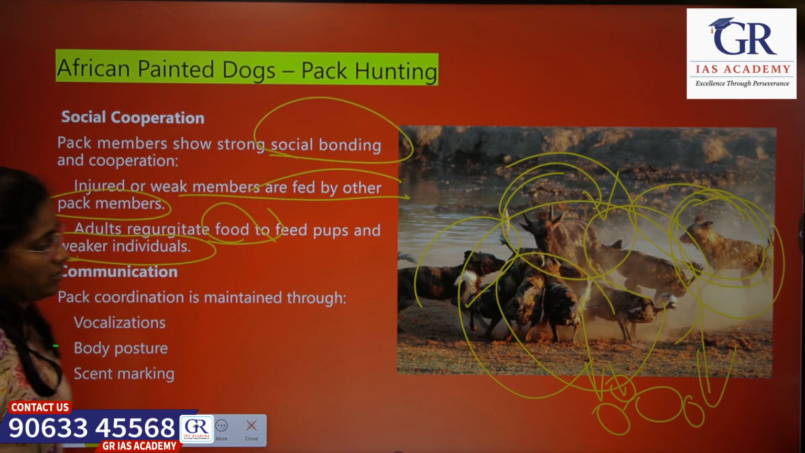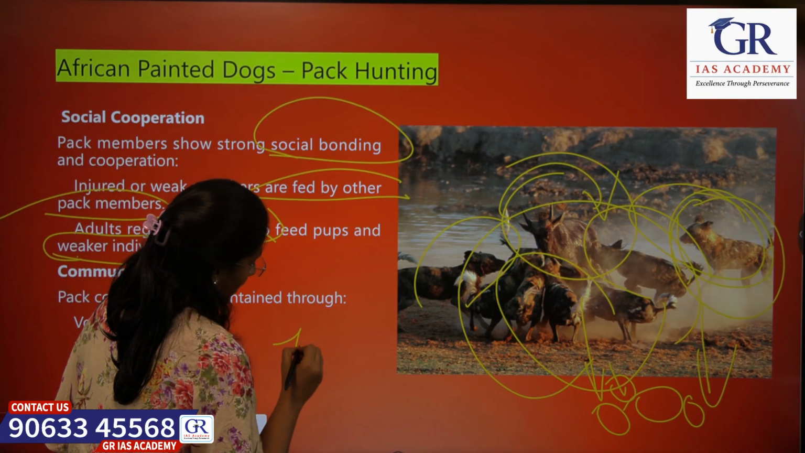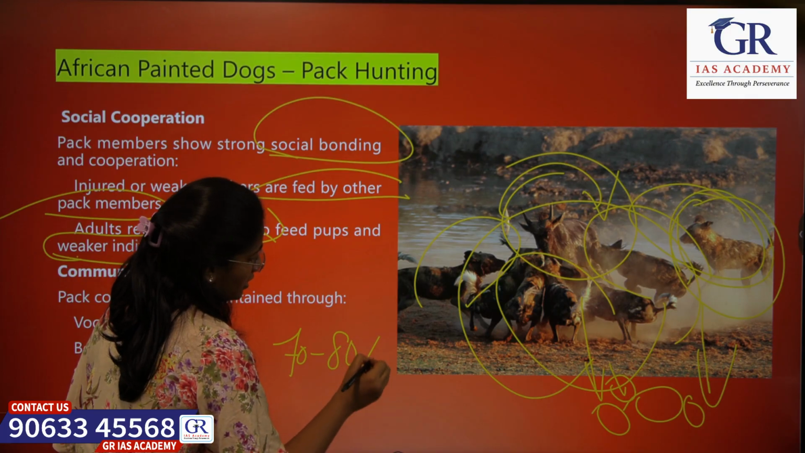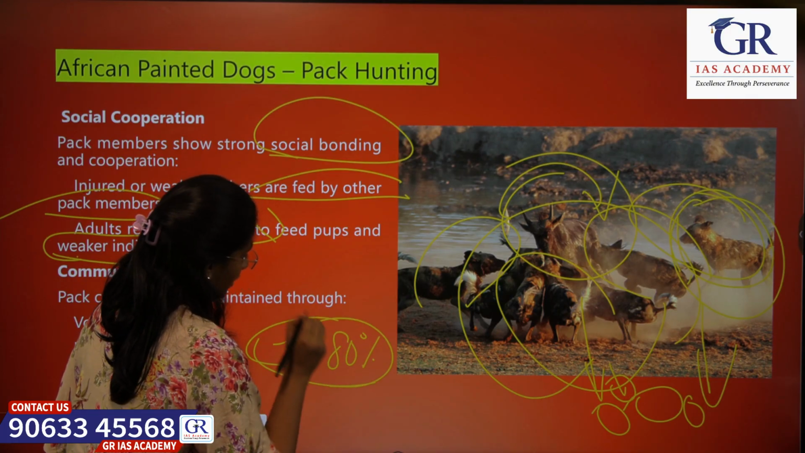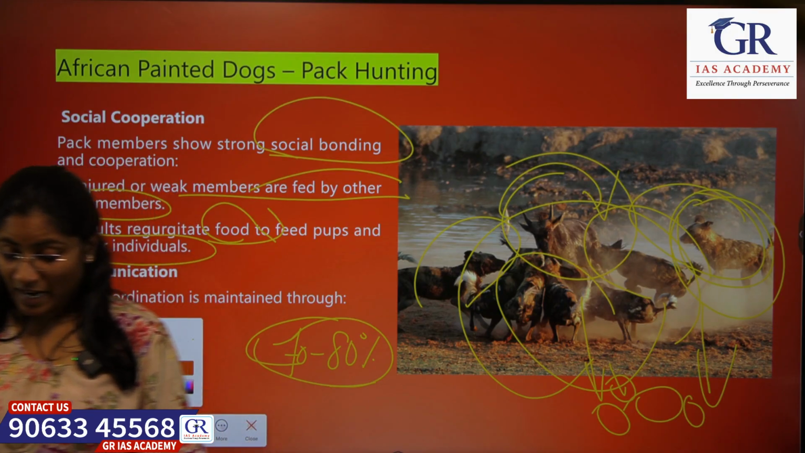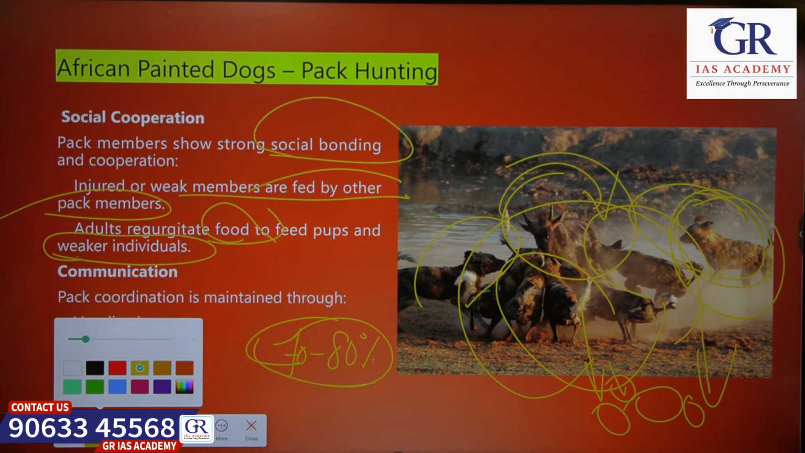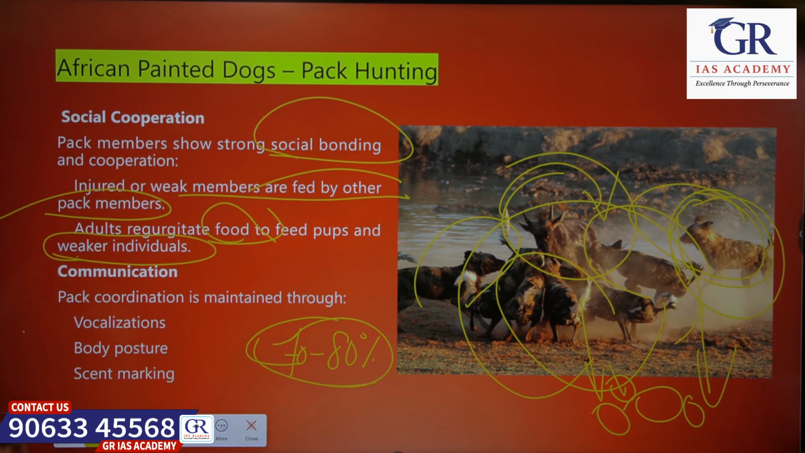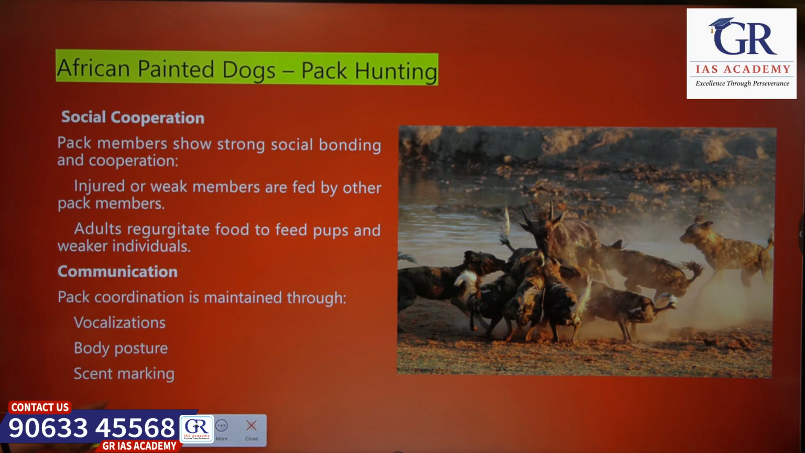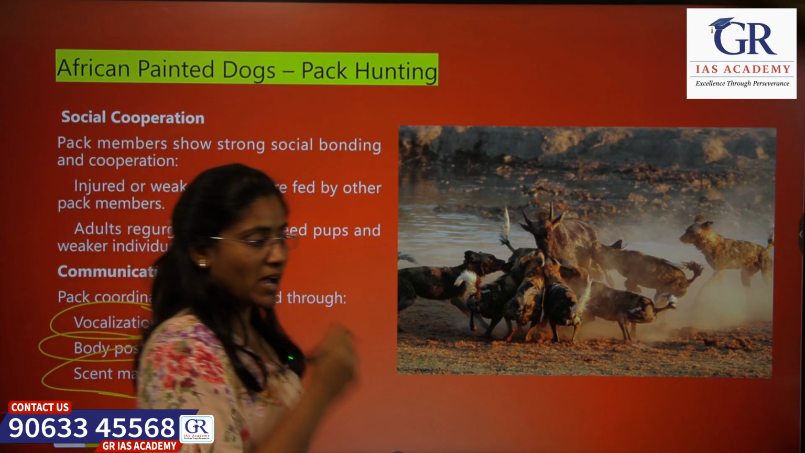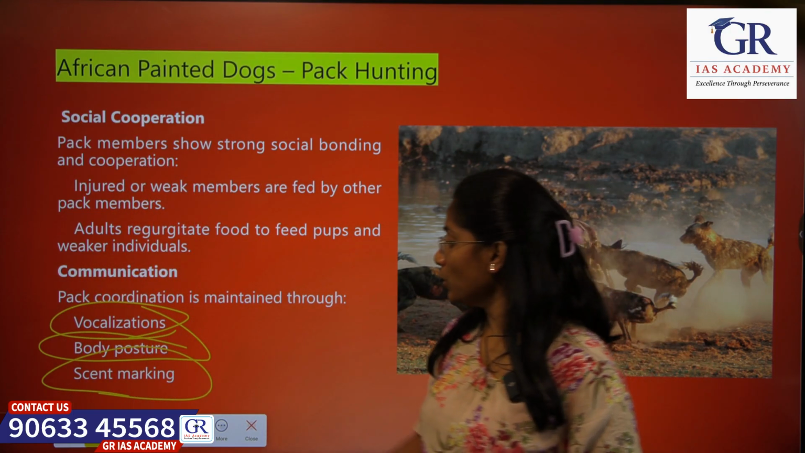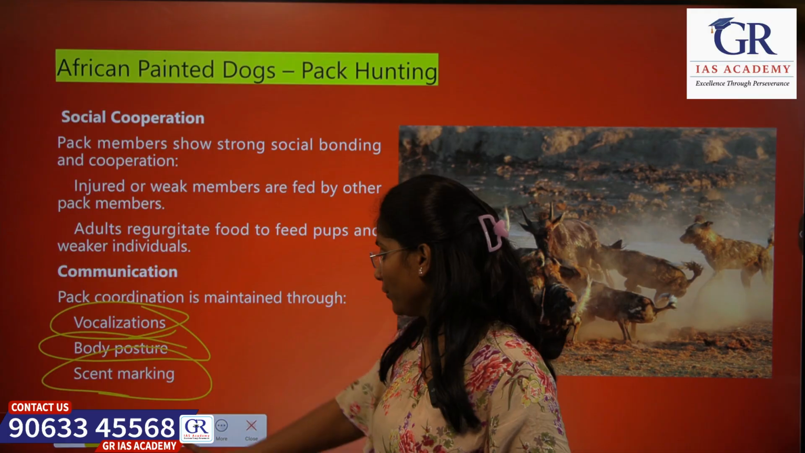So that's why 70 to 80% of their hunts are a success because of their coordination, cooperation and the responsibility to feed weaker individuals, which is the important aspect of these African painted dogs. So how do they communicate? They use sounds, they use body signals, and they also mark their scent. That is how they communicate within the group.